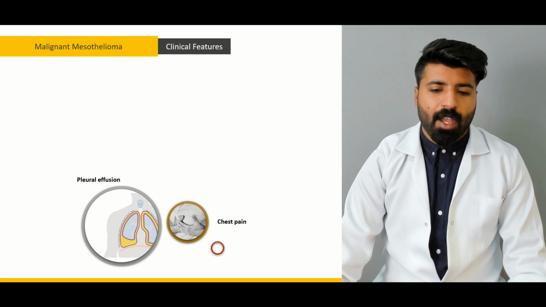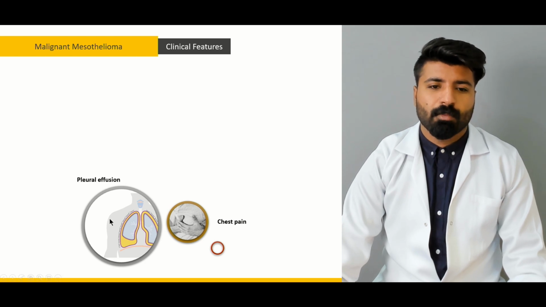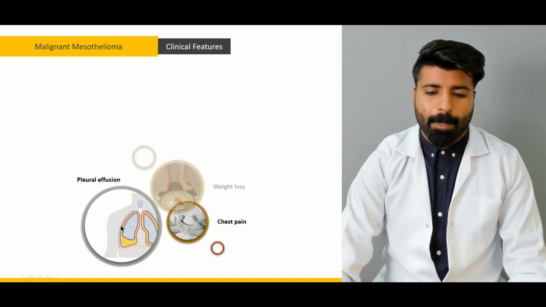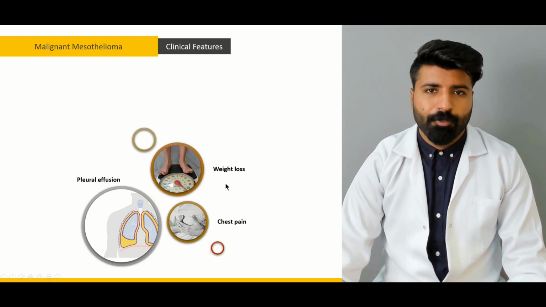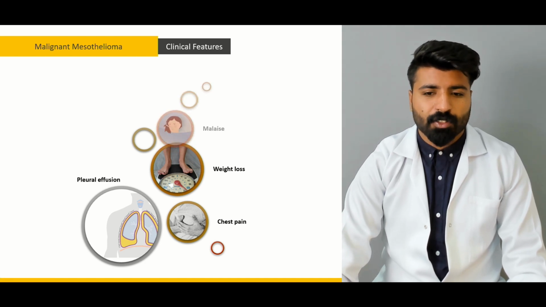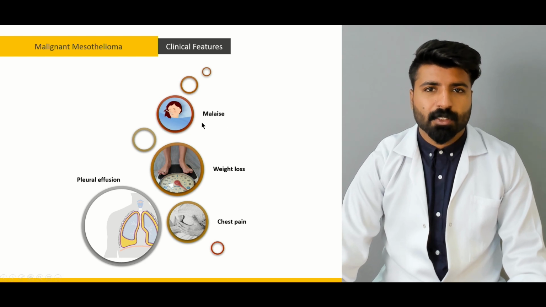So what you're going to have is pleural effusion. You have malignant mesothelioma, pleural membranes are disrupted, fluid will rush in, and you will have pleural effusion. You will have chest pain because of the pleural effusion. Your pleura is being distorted and disrupted. You'll have weight loss. Obviously, you're going through a cancer which is eating away your cells and destroying your whole body. You're going to lose weight. You're going to have malaise because a lot is happening.